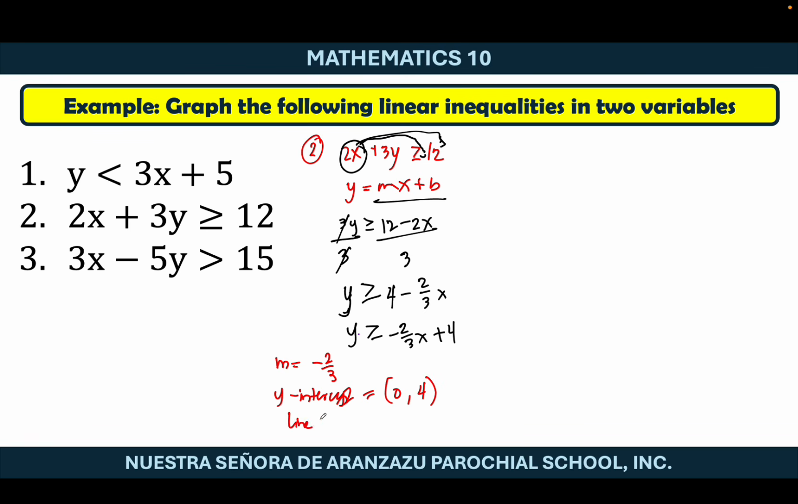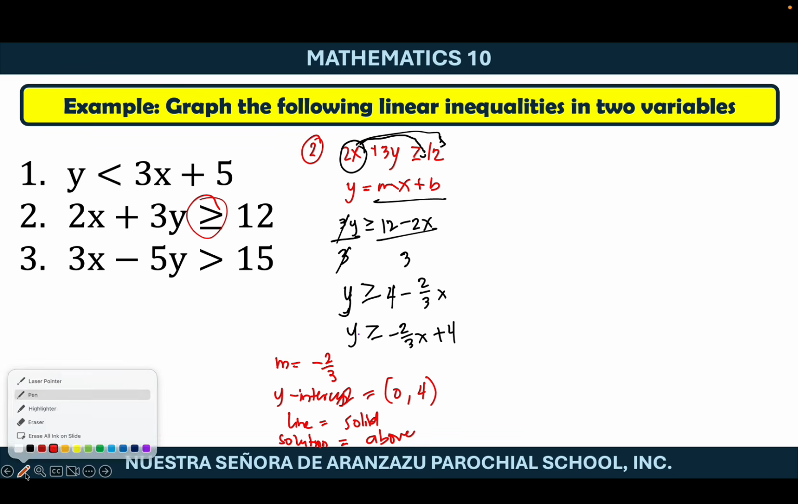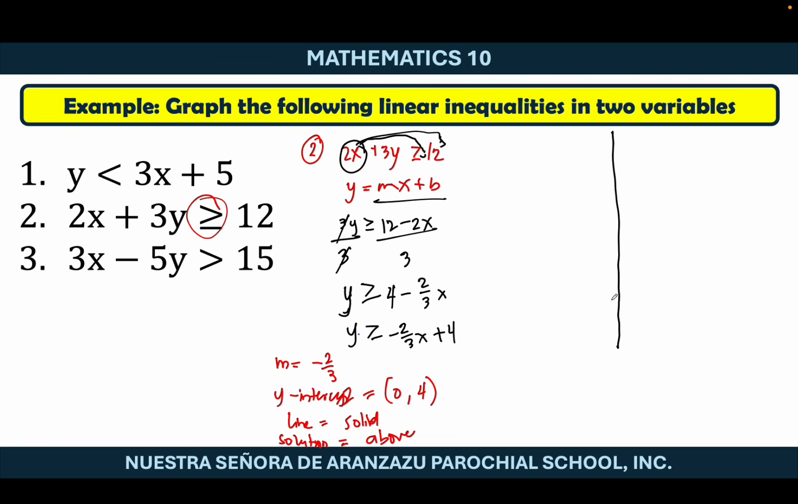Then, yung line natin or yung boundary line is, okay, solid or dashed. Okay, solid line. Then, yung solution natin, is it below or above? Since greater than ang ginamit, so that is above the boundary line. And after that, pwede na natin siyang i-graph. Okay, so we have 1, 2, 3, 4, 5, 6, 8. Okay na yan.